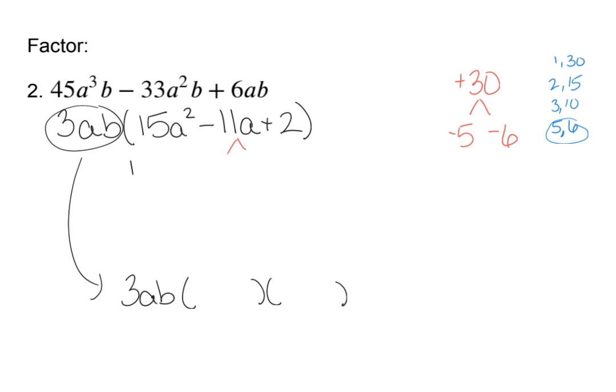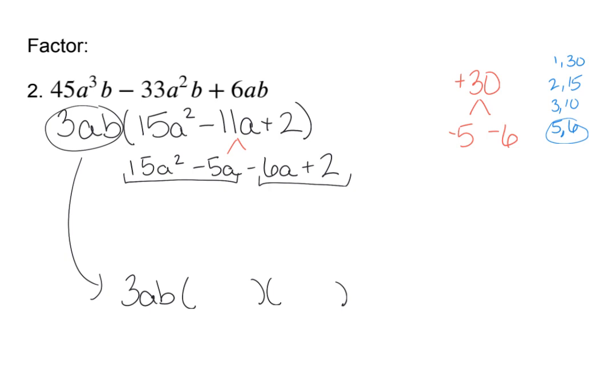We'll come back up here. I'm going to rewrite this, but instead of negative 11a, I'm going to use that negative 5a and negative 6a. And you can put these in any order. It doesn't matter as long as the signs are in the right spots. Now that we have 4 terms, we can use grouping.